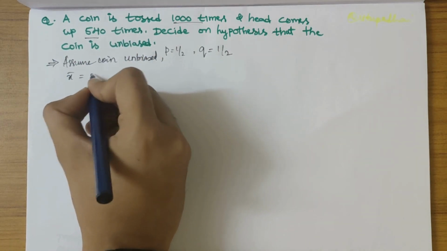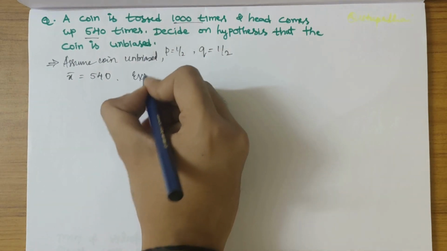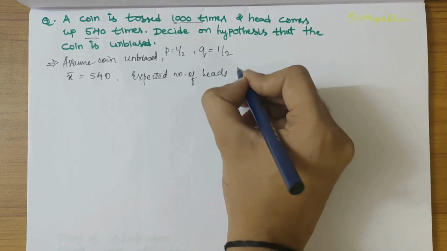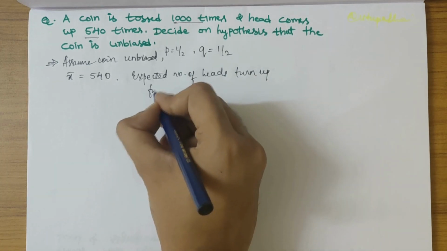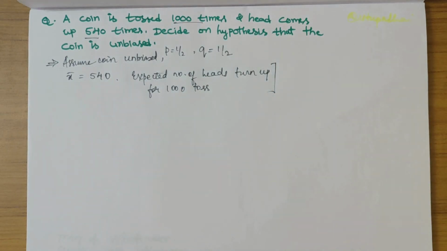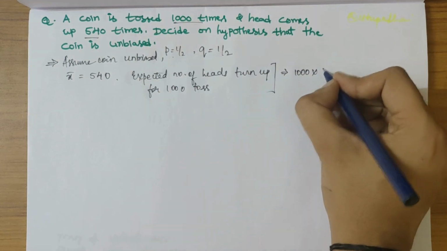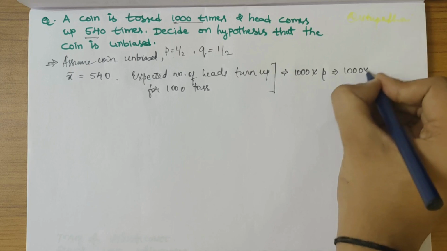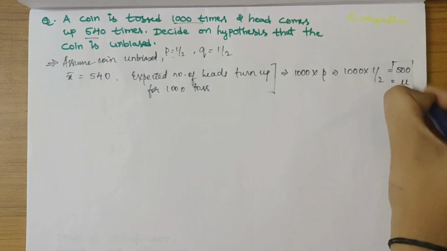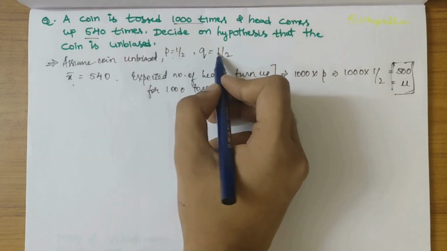So x bar is 540. Here we have to write the expected number of heads to turn up for 1000 tosses. The expected number of heads to turn up for 1000 tosses would be 1000 into P, that is 1000 into 1/2, that is 500. 500 would be the mu or mean. So we know the mean, we know the x bar value, we know P and Q.